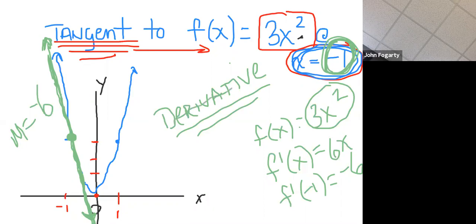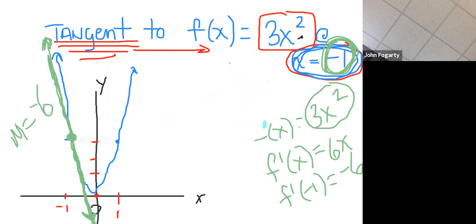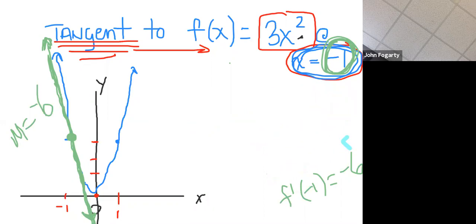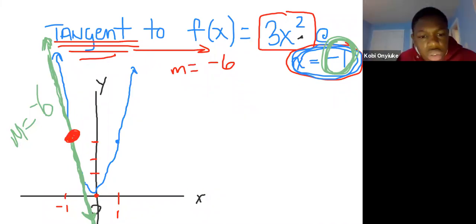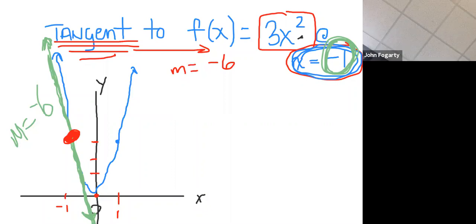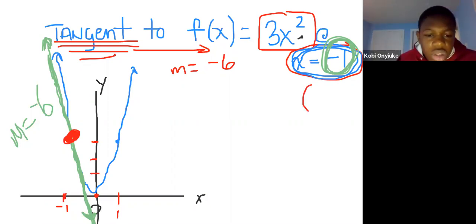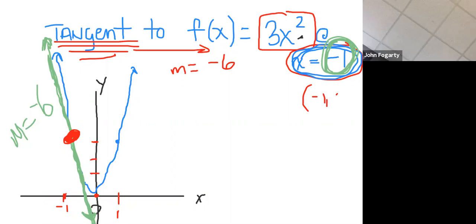I only have one of the two pieces of information I need. I still need a y-intercept. Anybody want to tell me how I'd find the y-intercept? Well, I need a point on that line, right? What's the coordinates of that point? Oh, -1, 3. Thank you. See how easy that was?